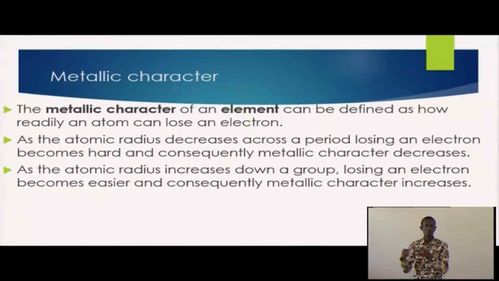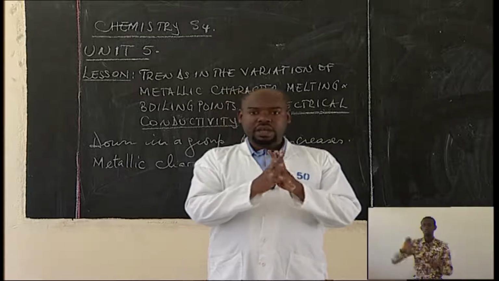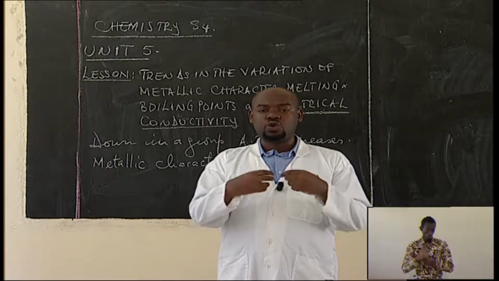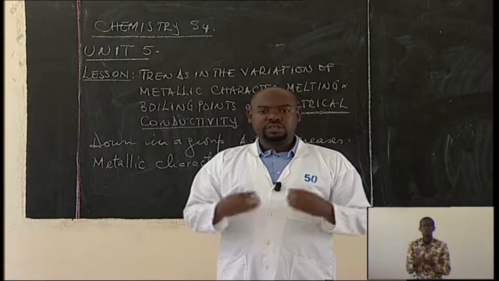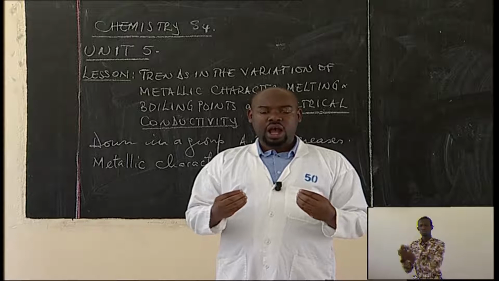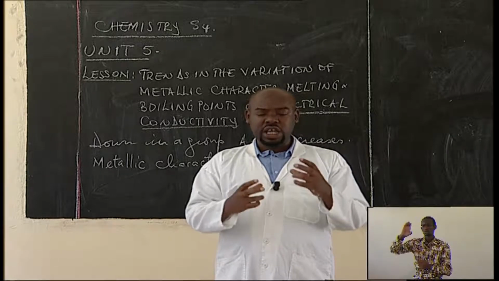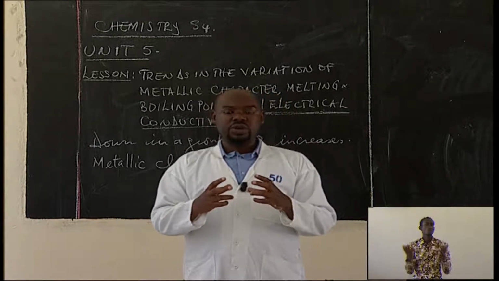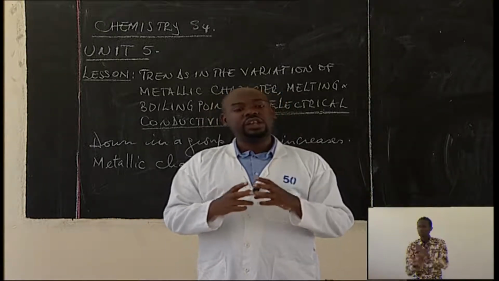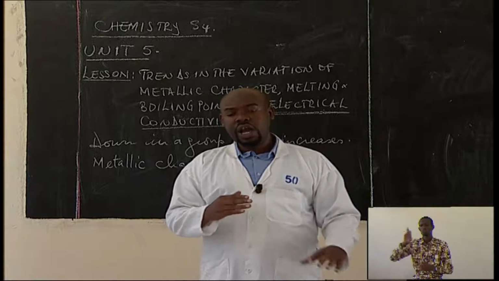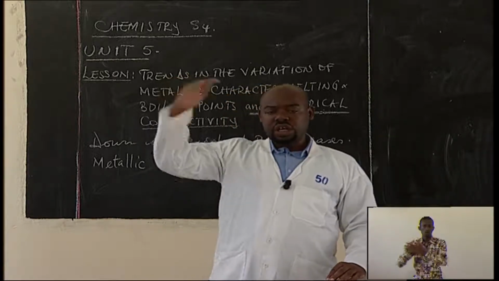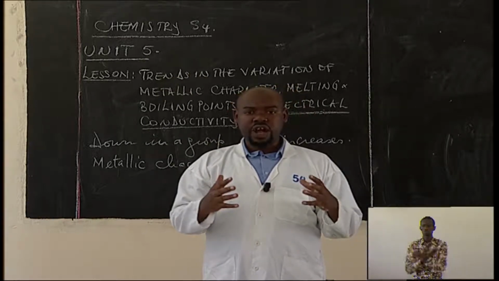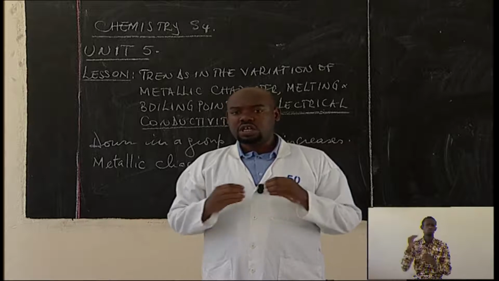So in short, metallic character can be defined as the readiness of an element to lose the electron. And we can explain how the metallic character varies in the periodic table based on the ionization energy. When ionization energy increases, it shows that it is very hard to remove the electron. It is very hard for the element to lose the electron.